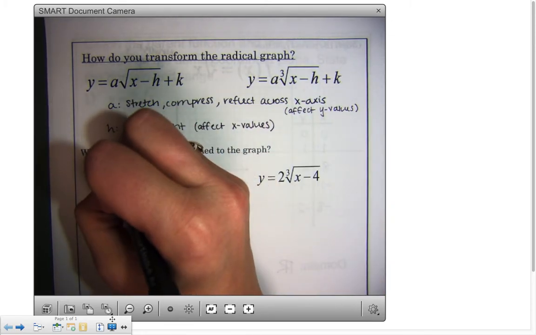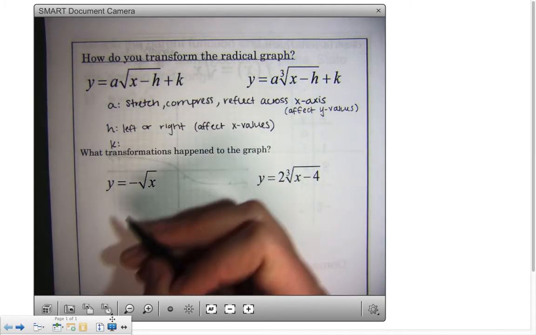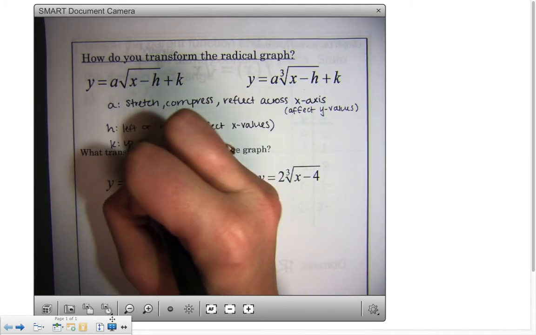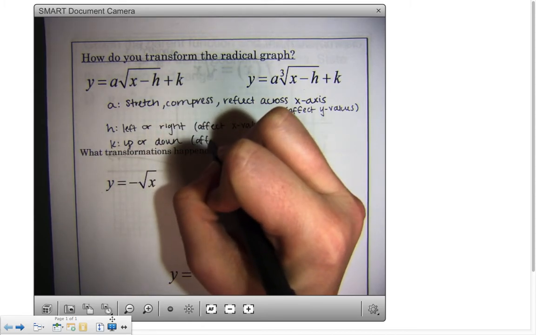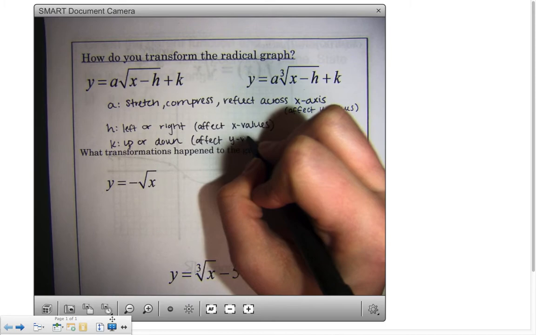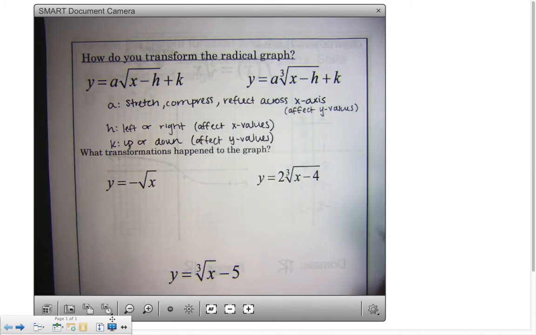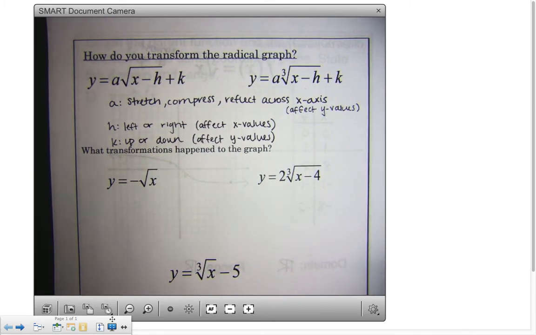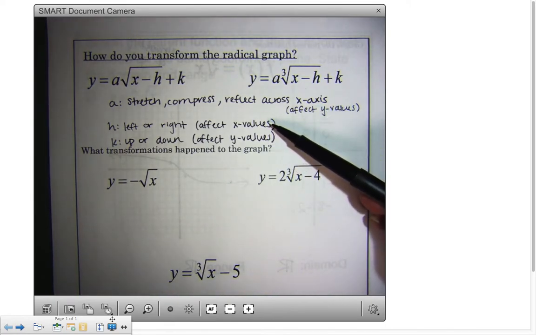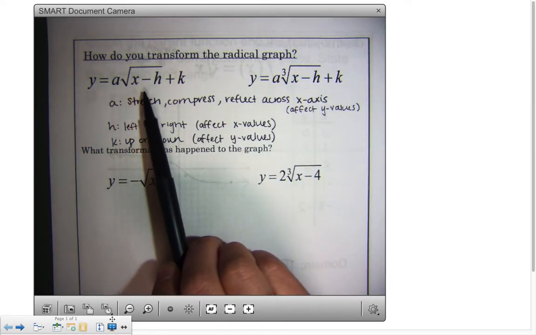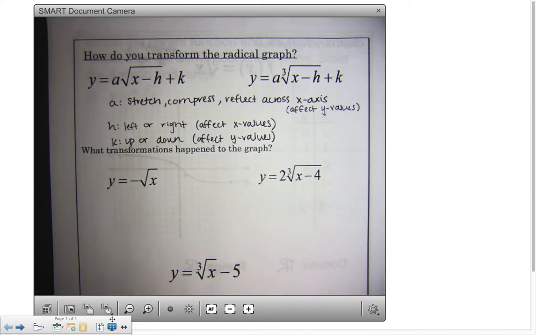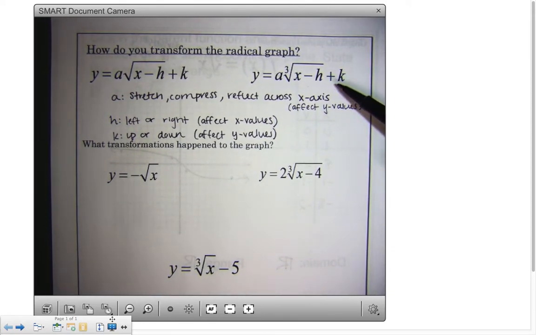And then k is the number outside of the function, and that's going to move the function up or down. And if we're moving up or down, that again affects the y values. So anything that affects the y values changes the range, and the x values changes the domain. So we're going to have to keep that in mind when we're graphing square root functions. Those things will change the domain and the range. But again, the cube root will always be all real numbers.